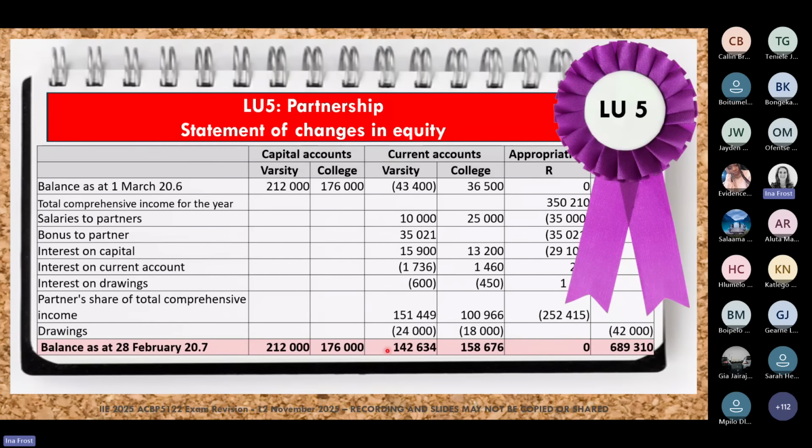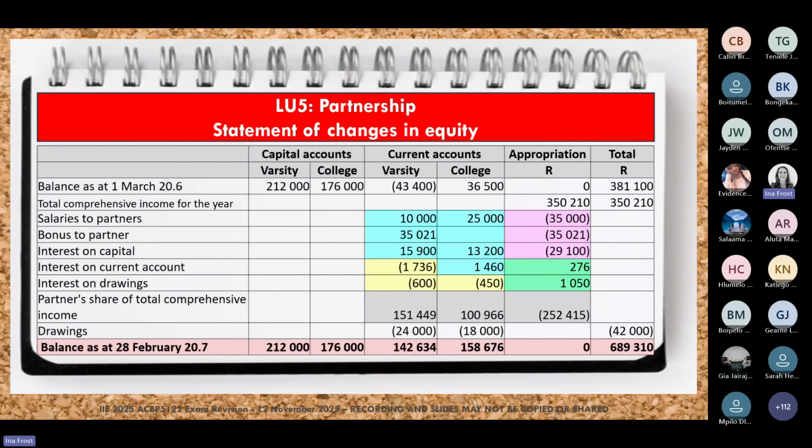Then we have now got columns for the current accounts. We have a column for the appropriation account. And then the one that's a little bit obscured, but you'll see it in the next slide, is a total column. So the current account columns and the appropriation column are essentially just a summary of all the entries that we made in the current accounts and in the appropriation accounts. So that's where all of these numbers will tie right back to the current account or the appropriation account.